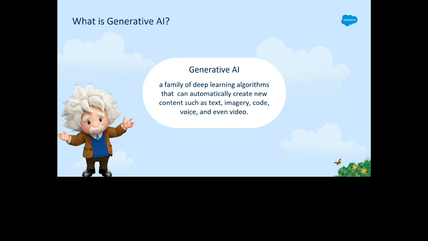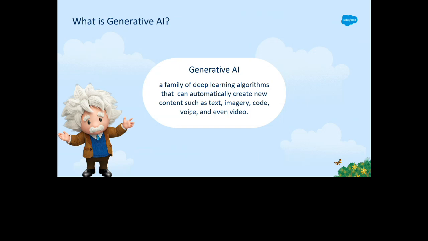So let's understand what is generative AI. Generative AI is a family of deep learning algorithms that can automatically create new content such as text, images, code, voice, and also videos, and it also creates websites automatically.